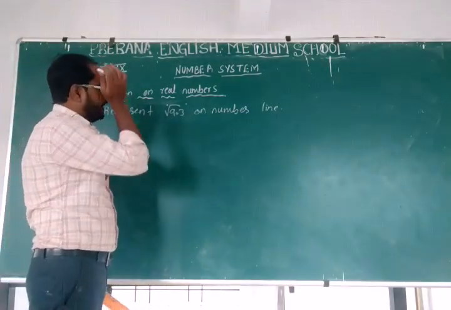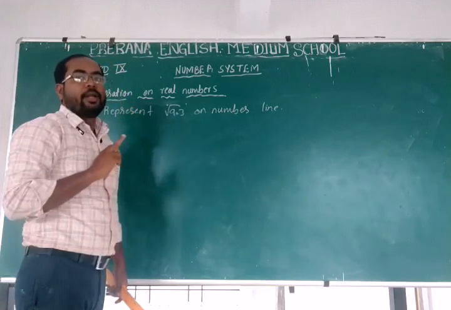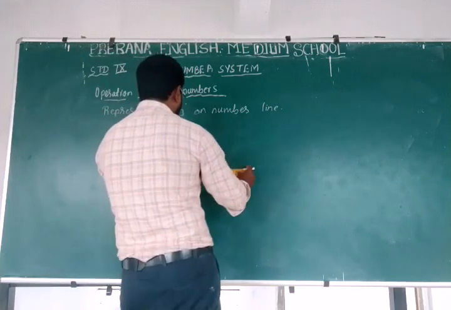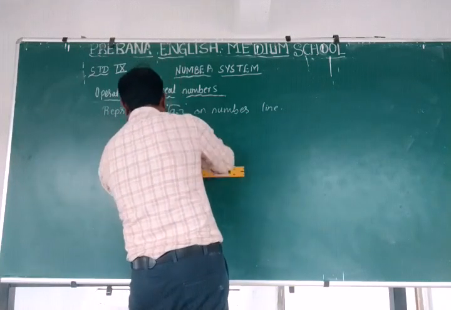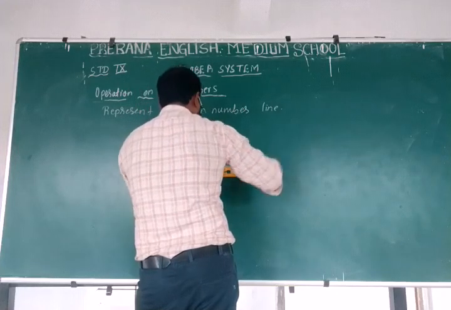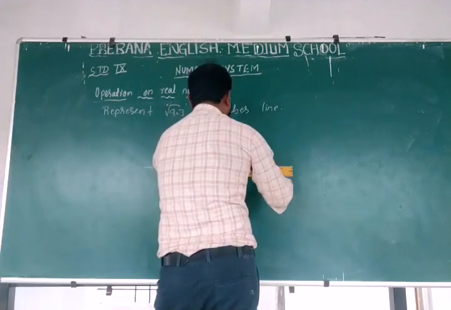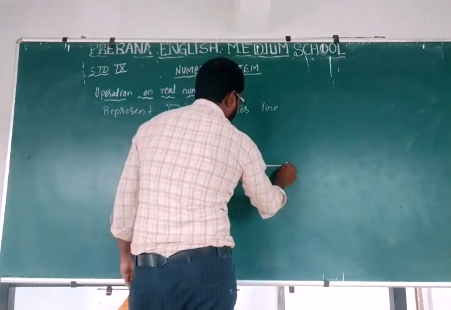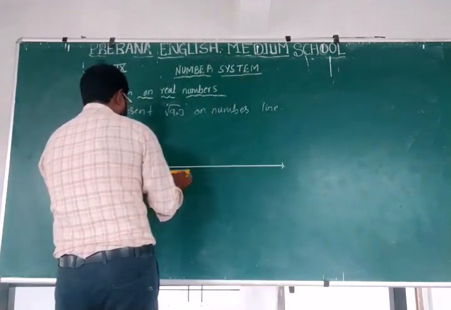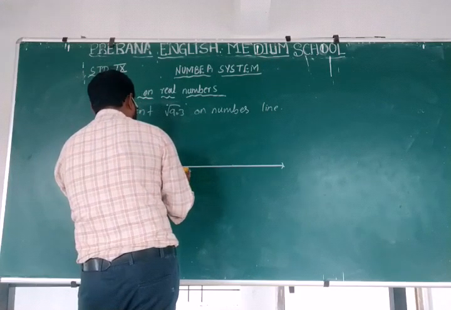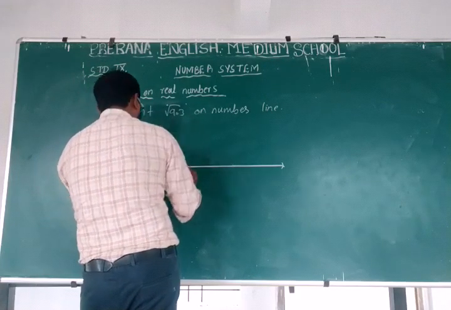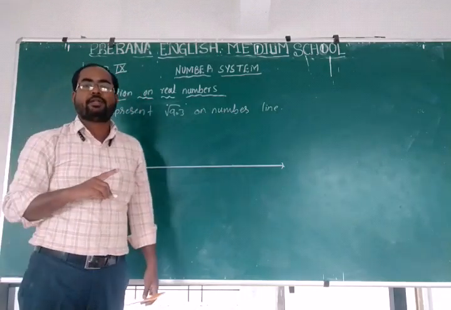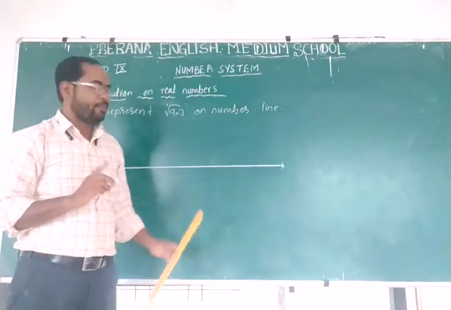Represent square root of 9.3 on a number line. We have to represent square root of 9.3 on a number line. So first draw a straight line. After drawing a straight line, mark the point OB 9.3.